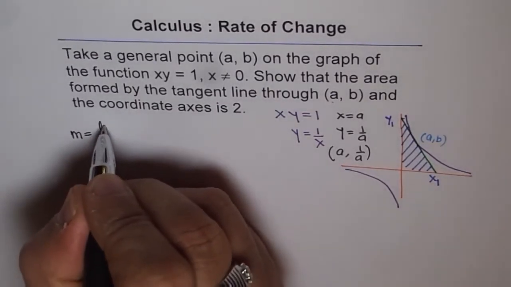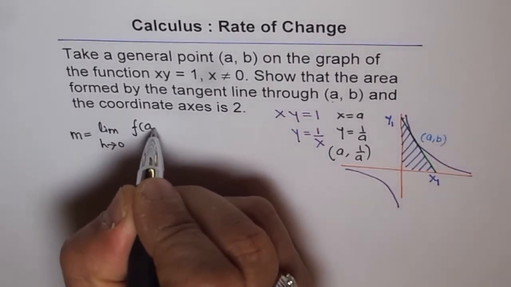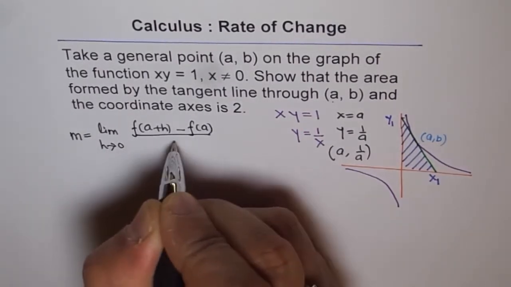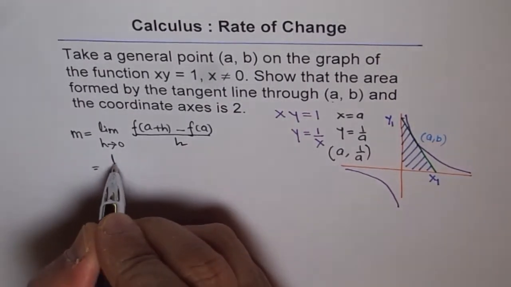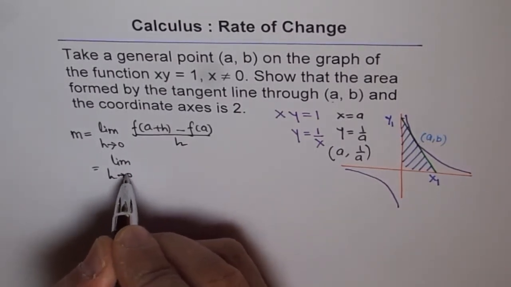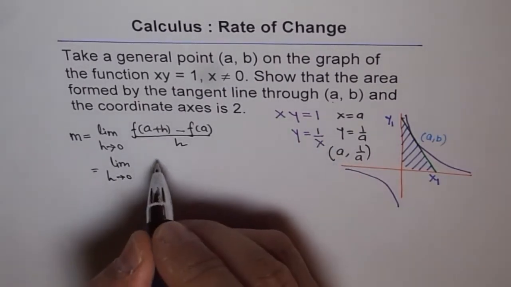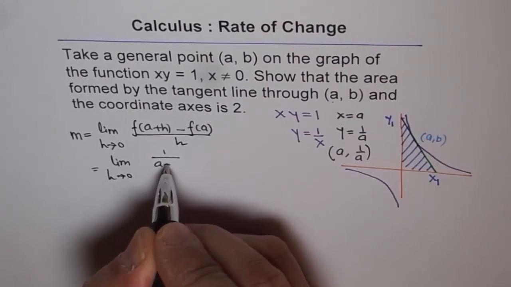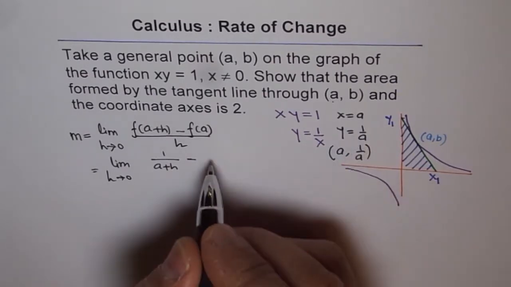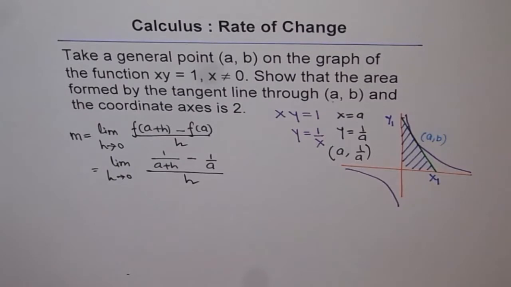Now to find the slope, let's use our difference quotient method. So we have the limit as h approaches 0 of f of a plus h minus f of a, over h, right? This could be solved by placing the value of a plus h here. So f of a plus h is 1 over a plus h, minus f of a, which is 1 over a, all over h. So that is the slope.